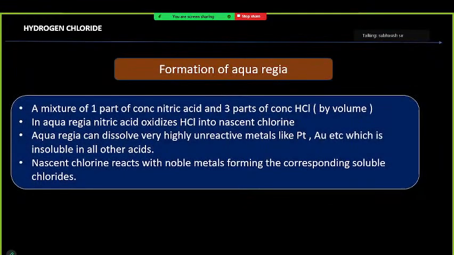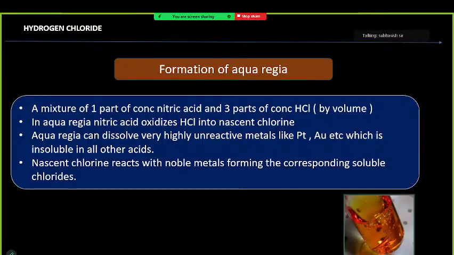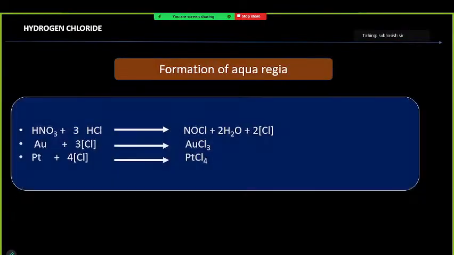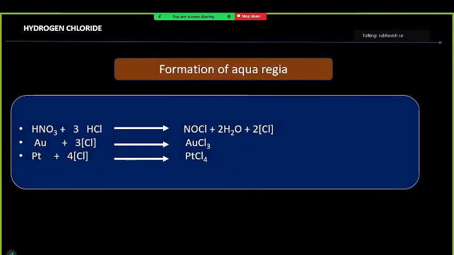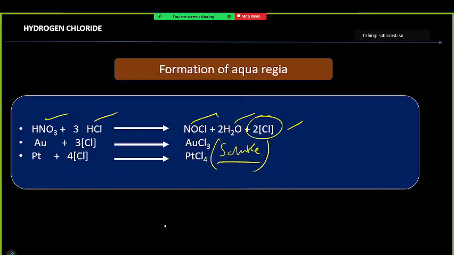Aqua regia is an application of HCl. It is formed by 1 part of nitric acid with 3 parts of hydrochloric acid, and it can dissolve platinum, gold, etc. They are not dissolved in any other acids, but they dissolve in the mixture of the 2 acids, which is known as aqua regia. Nitric acid and hydrochloric acid react with each other to form nitrosyl chloride and nascent chlorine, and this is soluble. In this way they are soluble in aqua regia.